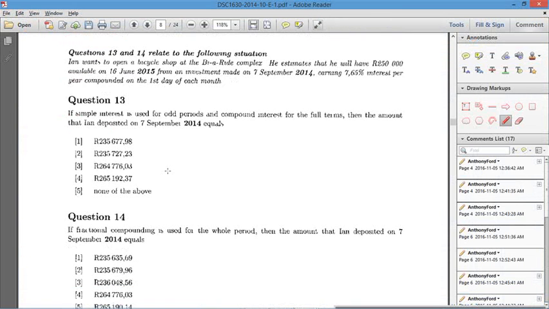Okay, questions 13 and 14 both use the following situation. Ian wants to open a bicycle shop at Buy a Ride complex. He estimates that he will have 250 available on 16 June for an investment made on 7 September, earning 7.65% compounded on the first day of each month. That's very important: first day of each month. So you've got two parts to this question. Part 1, which is question 13, says if simple interest is used for the odd periods, compound interest for the full, then the amount that Ian deposited on 7 September equals.